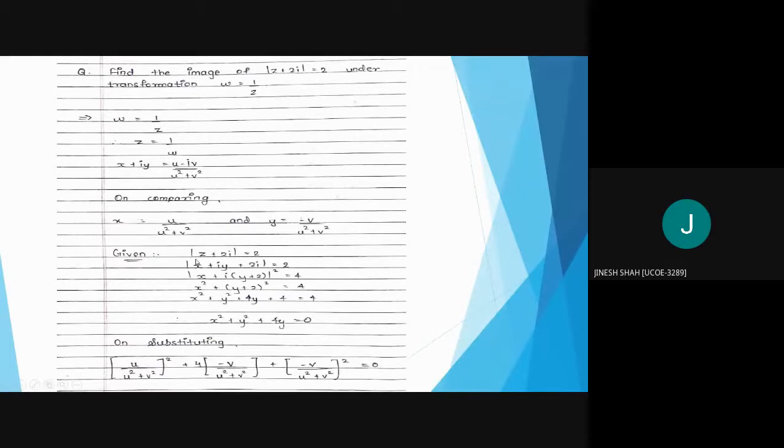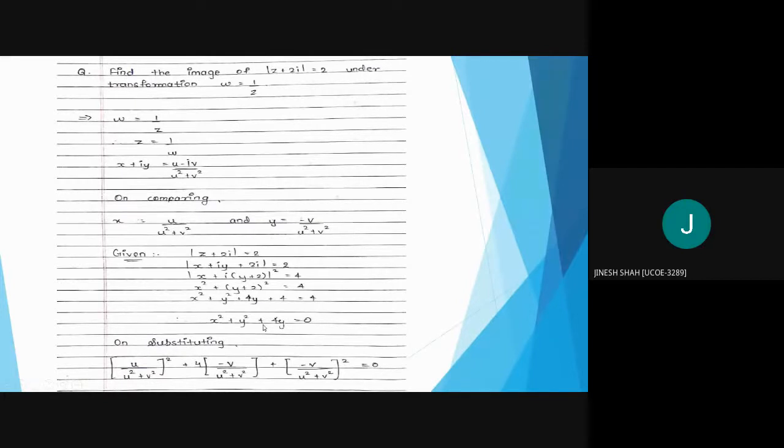So as per the given condition, |z + 2i| = 2. So therefore |x + iy + 2i| = 2. On squaring, we get x² + (y+2)² = 4. On expanding with the (a+b)² formula, we get x² + y² + 4y + 4 = 4. So on cancellation of 4, we get x² + y² + 4y = 0.